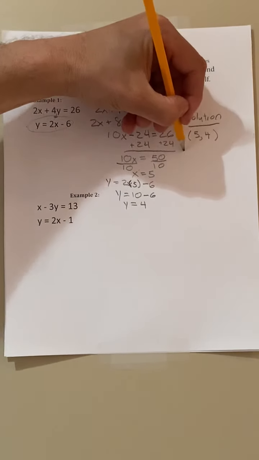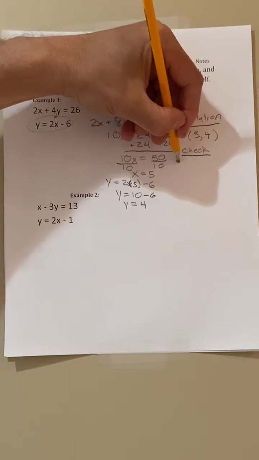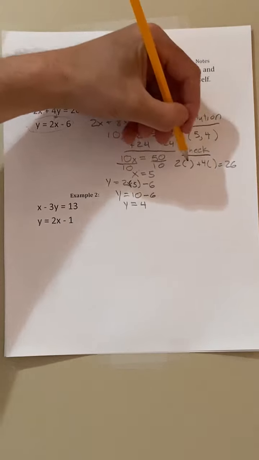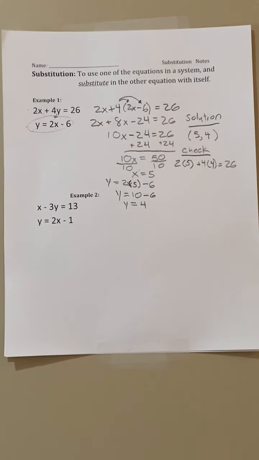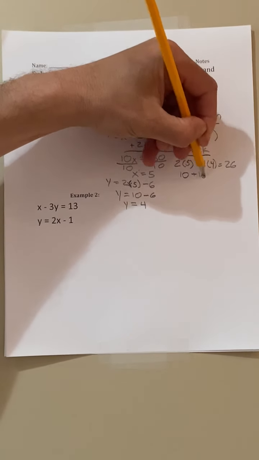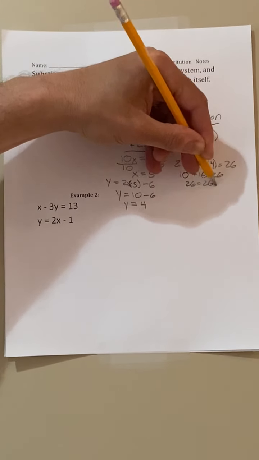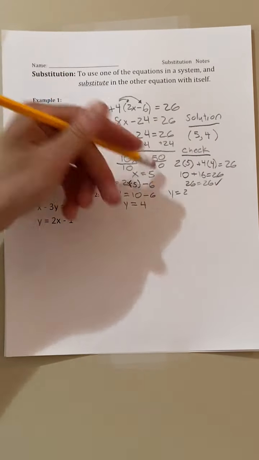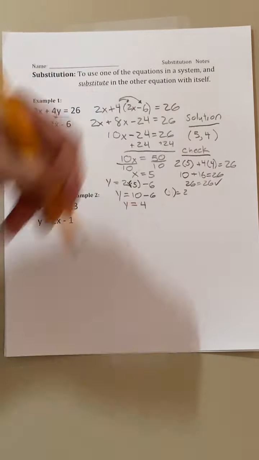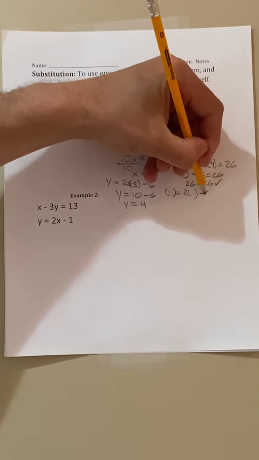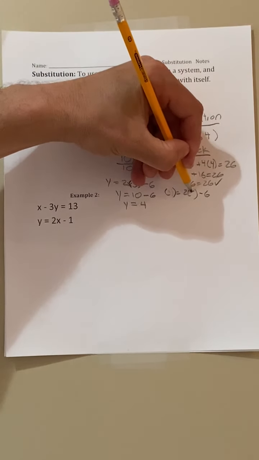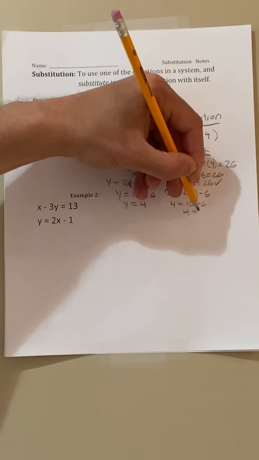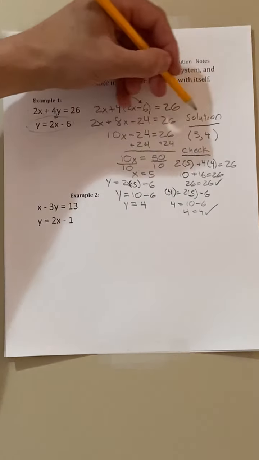Now, our final step here is to check our solution. We're going to check in both of these equations. Take our first equation, 2x plus 4y equals 26. Substitute in the two values: 5 for x, 4 for y. I have 10 plus 16 equals 26. 26 equals 26. Okay, and I'm going to take my second equation, y equals, let's put a blank here for y. y equals 2x minus 6. Substitute in our values for x and y. x is 5, y is 4. So I have 4 equals 10 minus 6, or 4 is equal to 4. So that checks. I've solved this first system correctly.